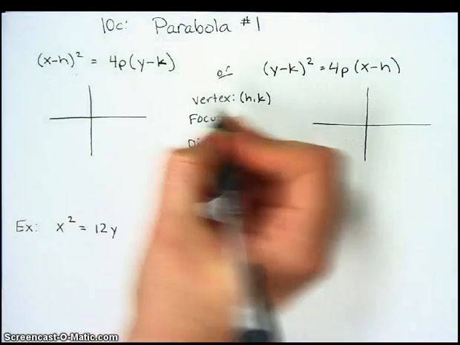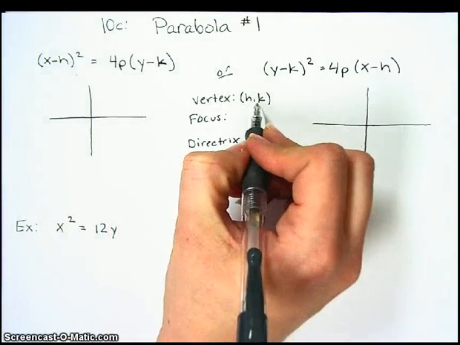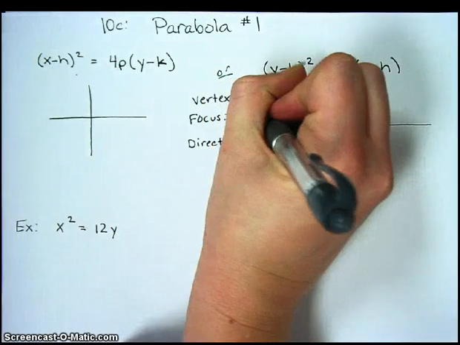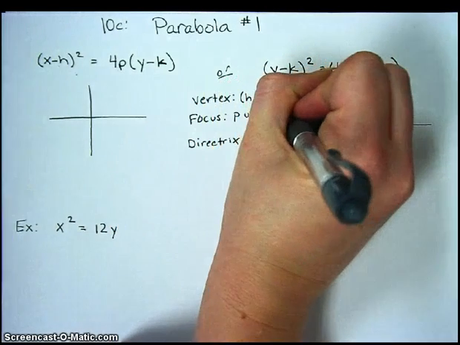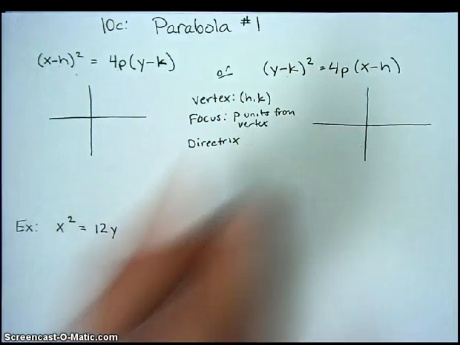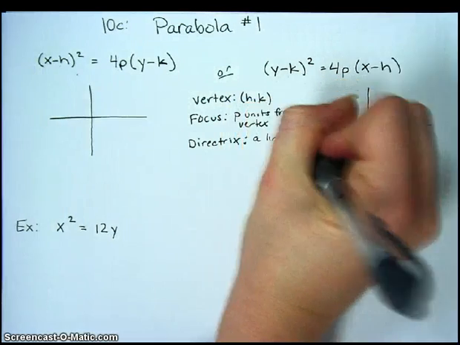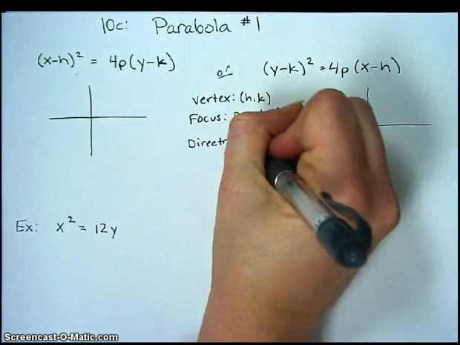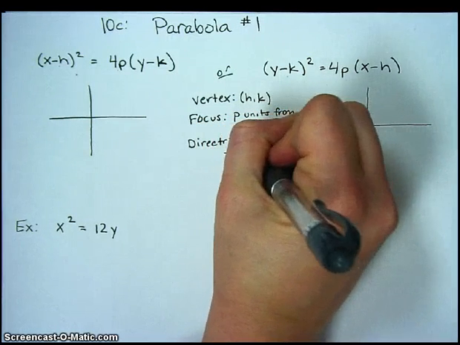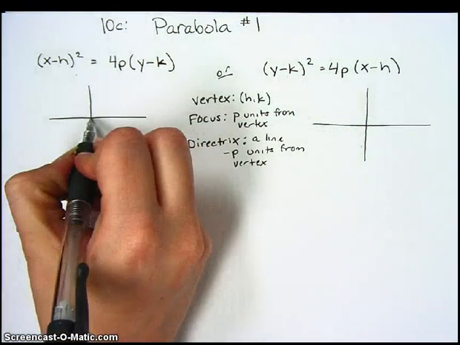The center, or your vertex, is always located at (h, k). The focus is going to be p units from the vertex. Your directrix is a line, negative p units from the vertex. So just for the sake of convenience, I'm going to graph ours at (0, 0).